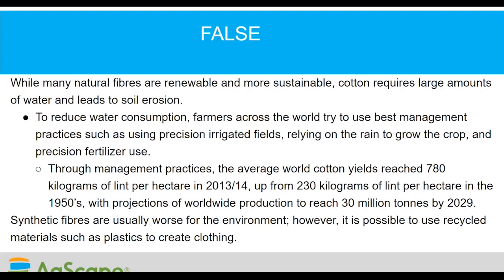And then most of you had said, well, I'm pretty sure synthetic fibers are usually worse, and it's true, they are usually worse for the environment. However, it is possible to use recycled materials such as plastics to create clothing. Sometimes when you're shopping, you might be able to find things that have been made out of recycled or repurposed polyester or cotton as well, right? Sometimes you're able to find items that say eco-friendly, or recycled or repurposed. Polyester or cotton seem to be the two big ones that they like to recycle, but I'm sure you could probably find other fabrics as well.